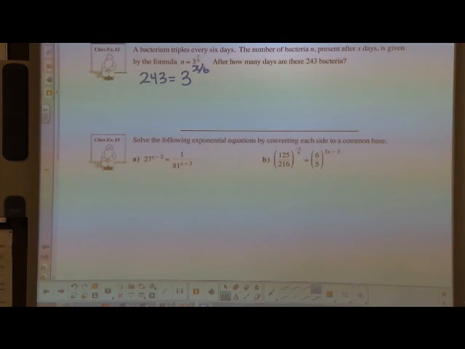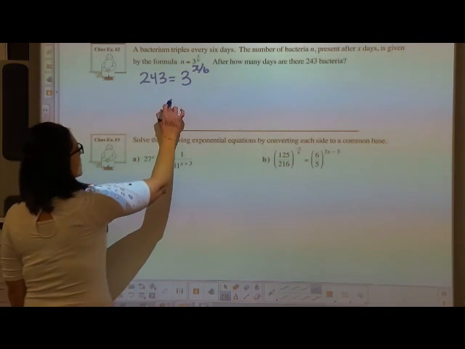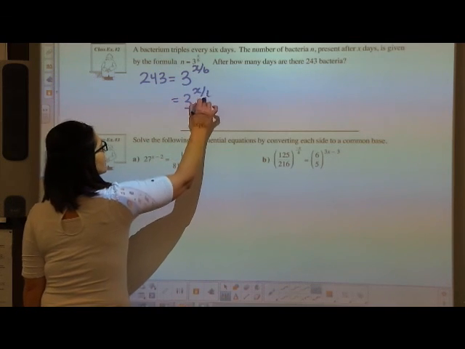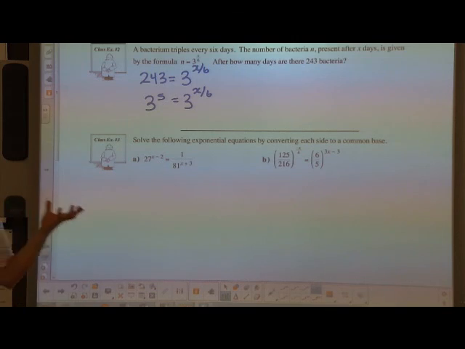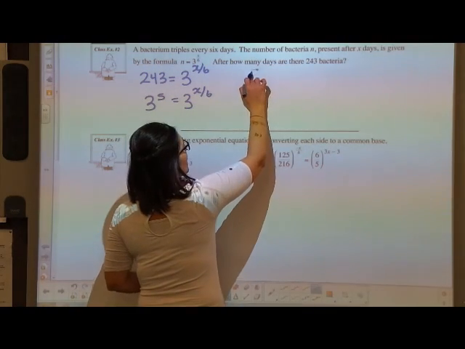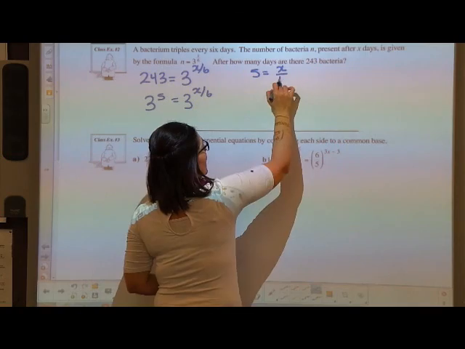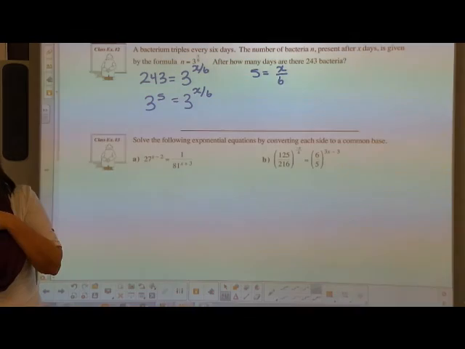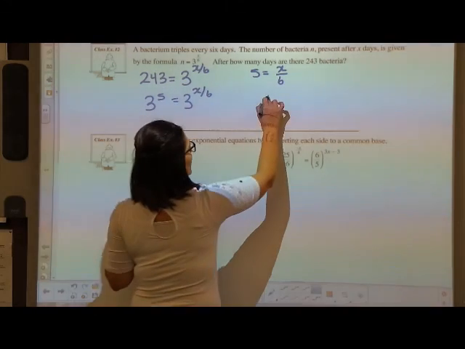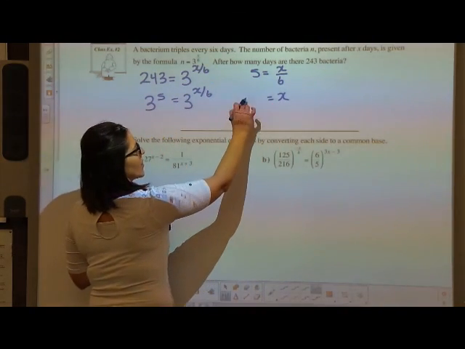So what common base do you think I have to use? 3. So now I need to figure out 3 to the power of what equals 243? 3 to the power of 5. So now I have common bases, I can eliminate them, and I get 5 equals x over 6. So how do I get x by itself? Multiply both sides by 6. And so then x would equal 30.